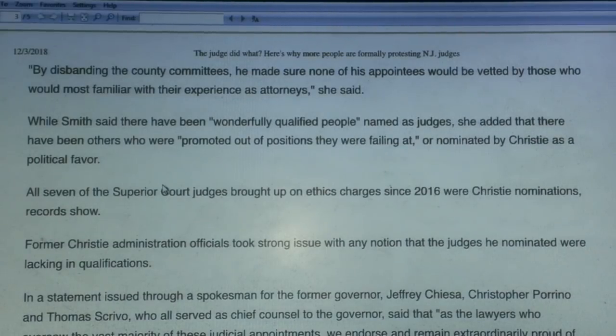with their experience as attorneys, she said. While Smith said there have been wonderfully qualified people named as judges, she added that there have been others who were promoted out of positions they were failing at, or nominated by Christie as a political favorite.